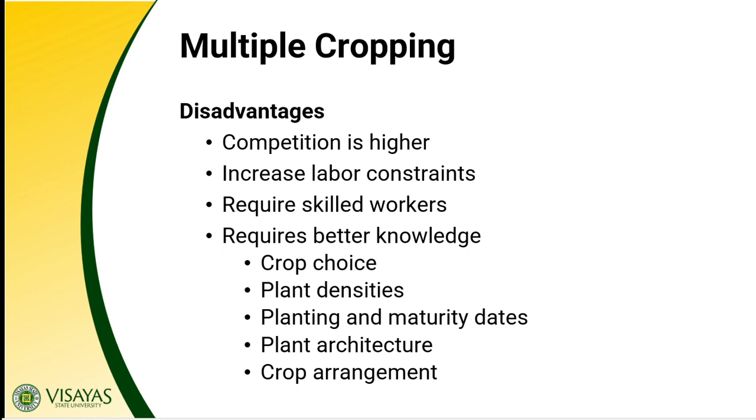And then we should also know the planting and maturity dates. So this requires knowing the maturity indices of the crops we plant with, and then the plant architecture and crop arrangement. These are also necessary because if they are too dense, we might not know that it needs pruning. So this will cause a higher degree of shading, which will lessen the rate of photosynthesis, and of course this will result in lower yield of our crops.